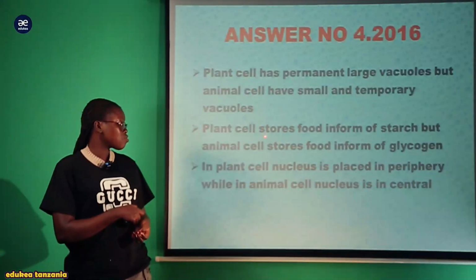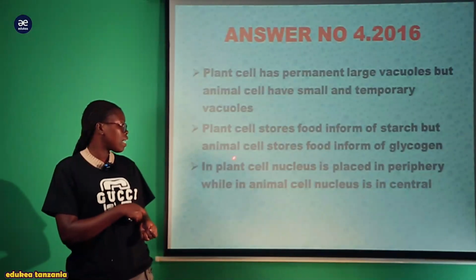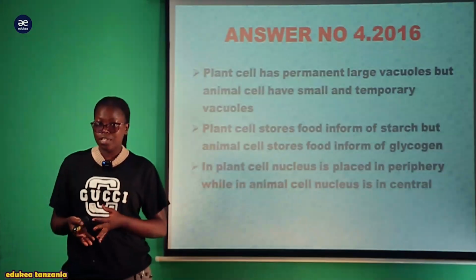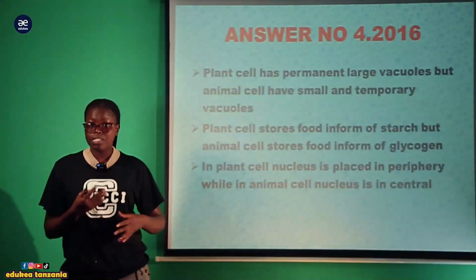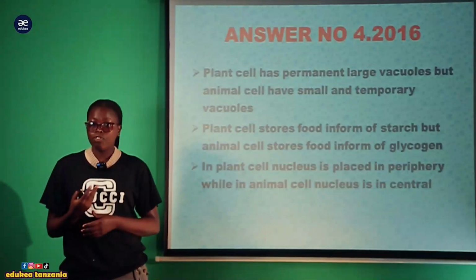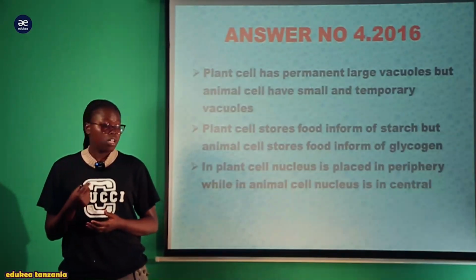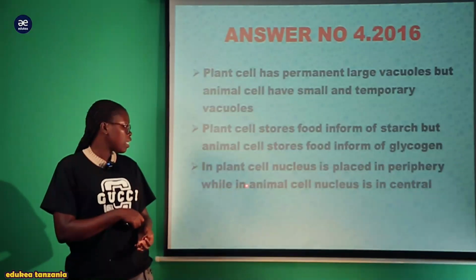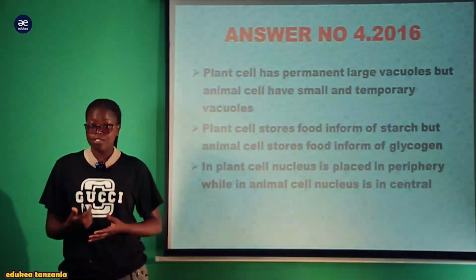Also, the plant cell tends to store food in the form of starch, but the animal cell stores food in the form of glycogen. So the plant cell stores its food in the form of starch, while the animal cell stores its food in the form of glycogen. Also, in the plant cell the nucleus is placed in the periphery, while in the animal cell the nucleus is placed in the center.